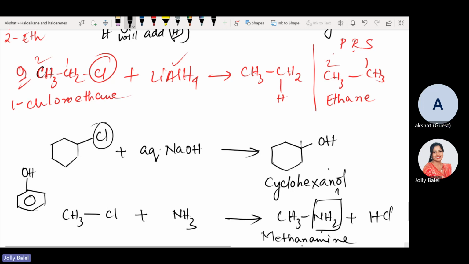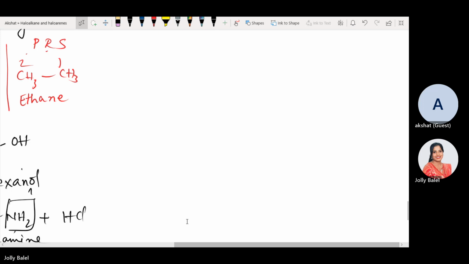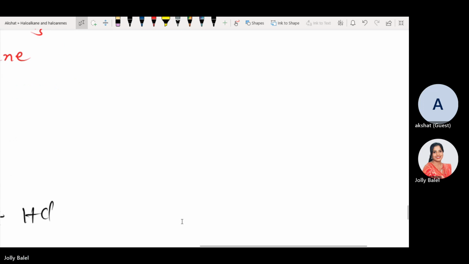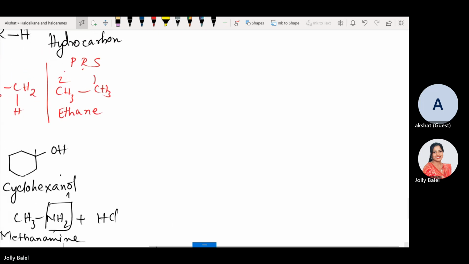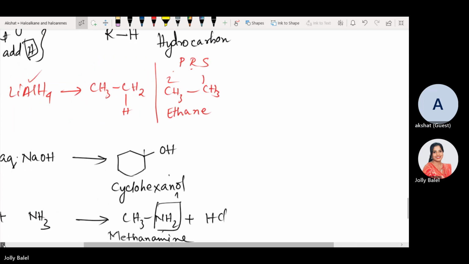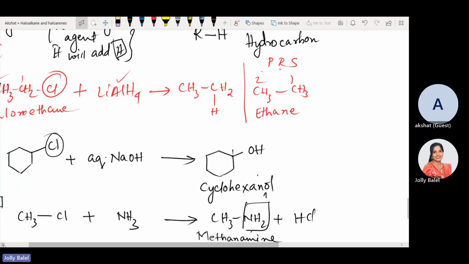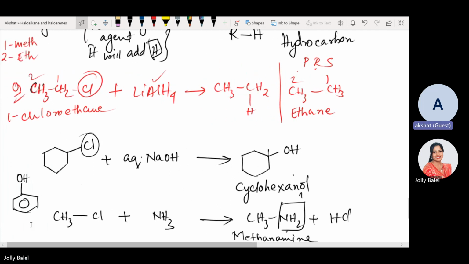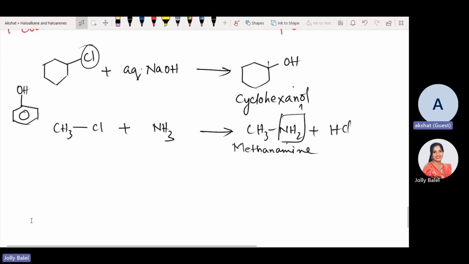So what is the degree of this amine? Nitrogen is connected to how many carbons directly? 1. So it is primary. I told you, na? We write it in this way. Okay.